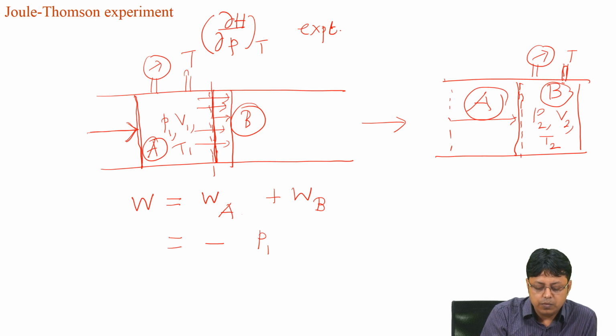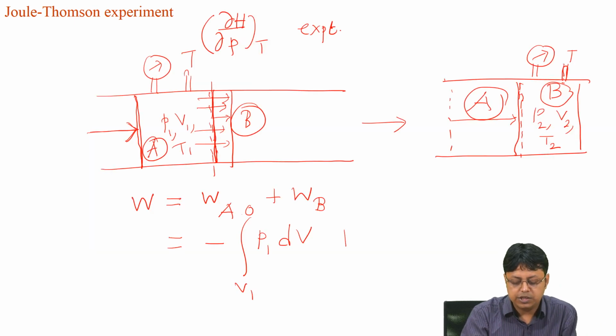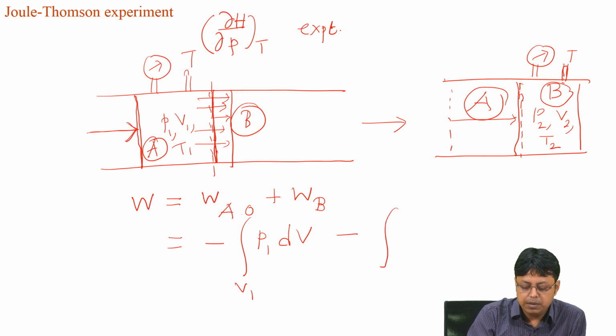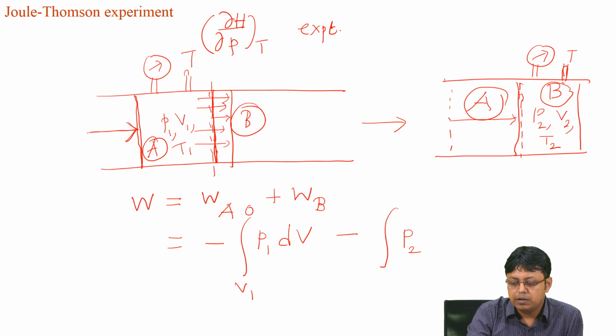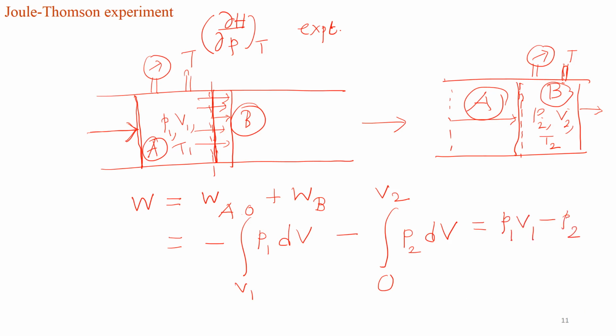So the opposing pressure was P1 times dV, and the initial volume was V1, but the final volume was 0 for chamber A. Similarly, the work done in chamber B is minus P opposing into dV. In this case the P opposing has to be P2, because the final pressure was P2, and it was maintained so that the piston kept moving as we were trying to increase the pressure. So for this chamber it is P2 times dV. The initial volume was 0, the final volume was V2. Now we can easily rearrange it. It will be minus P1 times the change in volume, which is minus V1, so we finally get P1V1 minus P2V2.